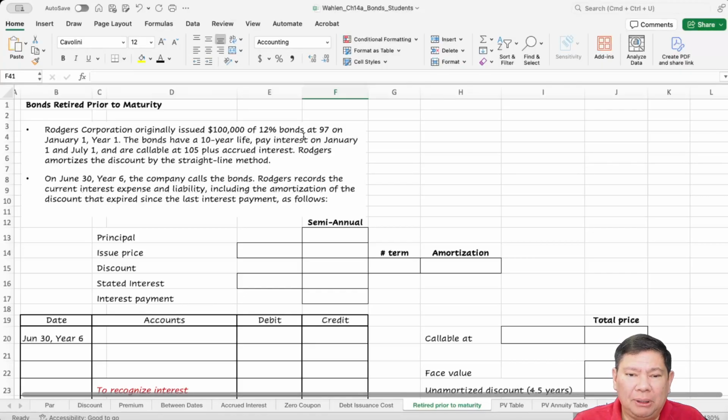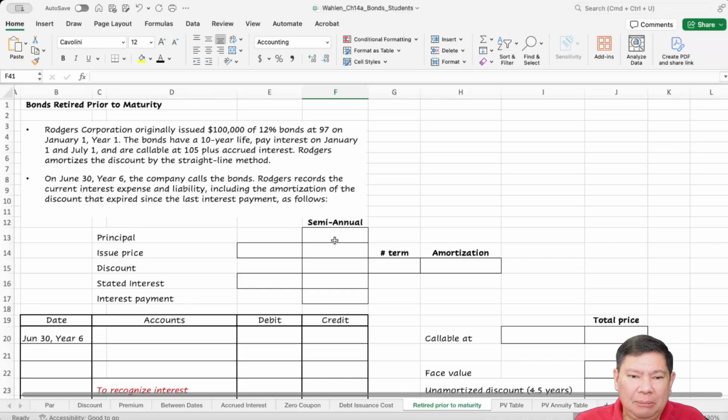$100,000 bonds, 12% coupon, sold at 97. That means it was sold at a discount, and it was issued on January 1st, year 1. It has a 10-year life, pays interest semi-annually on January 1st and July 1st, and is callable at 105, $105,000 plus the accrued interest. The amortization is done by this corporation using straight line. And on June 30th, year 6, the company calls the bonds. So they have to pay 105.